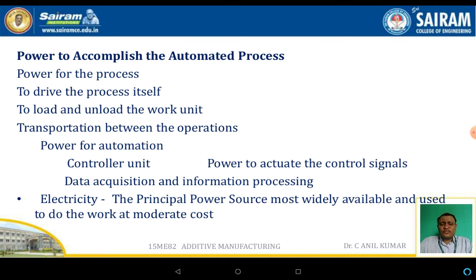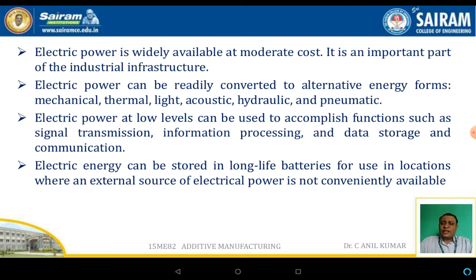The principal power source, most widely available and used to do the work, is at a moderate cost. The electric power is widely available at moderate cost. It is an important part of the industrial structures. The electric power can be readily converted to alternative energy forms, either for the mechanical or thermal or light, acoustics, hydraulic, and as well as the pneumatic.